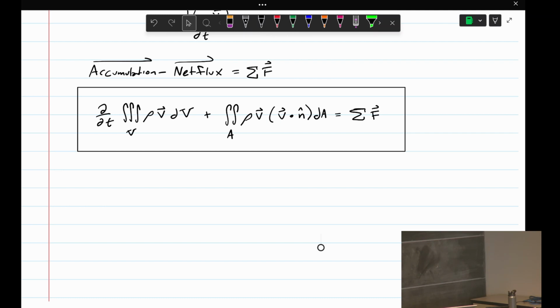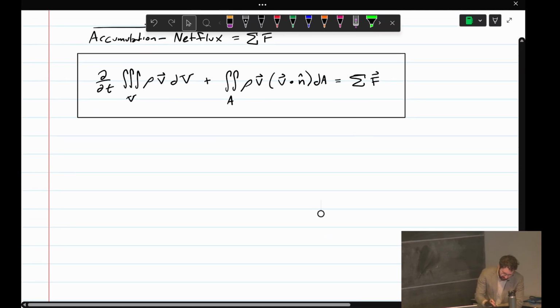This is very confusing, I know, because you're not used to seeing vectors times vectors and dot products. So the thing in the brackets produces a scalar. And that scalar is just the normal component of the velocity vector. And rho v is a vector. So we get scalar times a vector times a scalar. So that's just a vector again. Any other questions? Good. So let's talk about the terms in this equation.